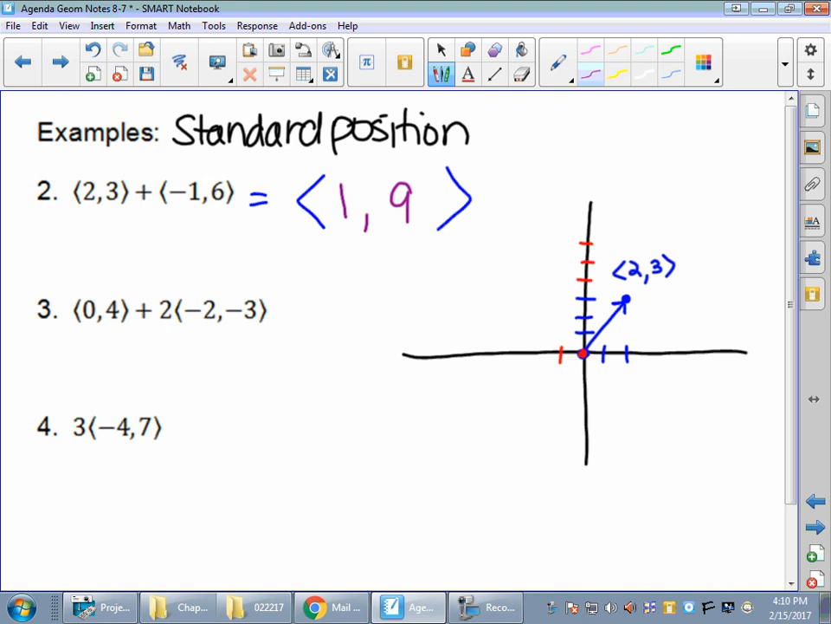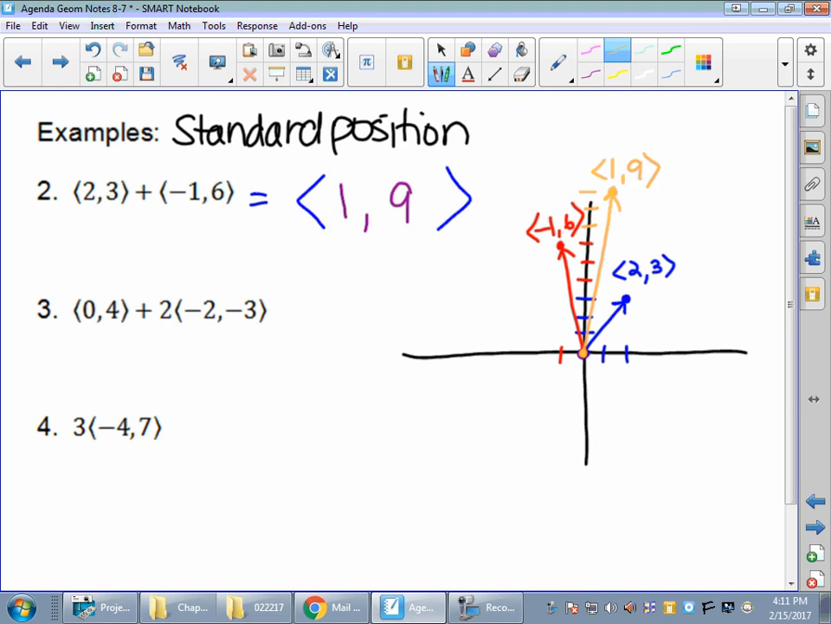So my standard position means my initial point is at the origin. This is vector negative 1, 6. Well, my answer when I add these two together might seem a bit crazy to you, but my final vector, my answer vector is 1, 9. So origin. So that is what my problem would look like for example number 2 when I do that vector addition.